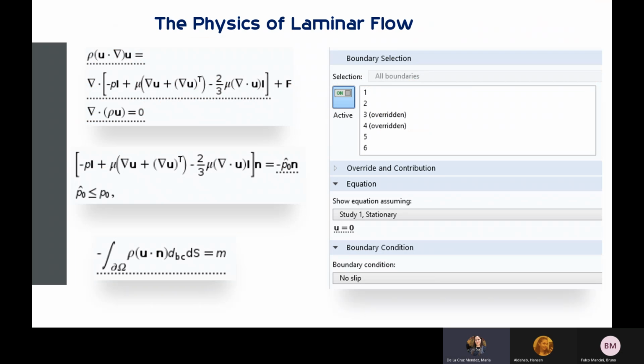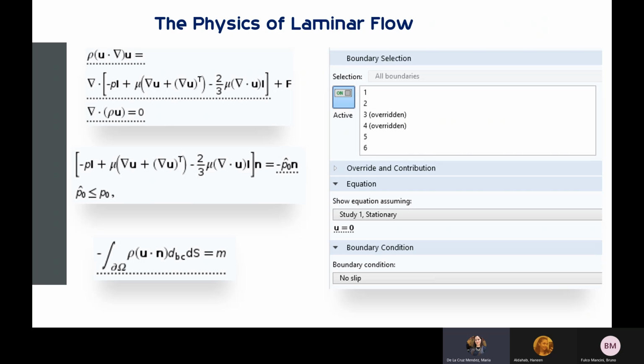First, the physics of laminar flow. These are the equations we use from transport phenomena. In this case, we have a stationary system, so the velocity u is equal to 0, and we use the no-slip boundary condition, which means that the velocity of the fluid is equal to the velocity of the limiting boundary, in this case, the wall of the cylinder or cone, which is equal to 0 for this stationary system.